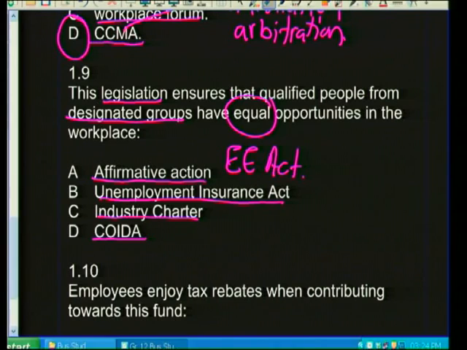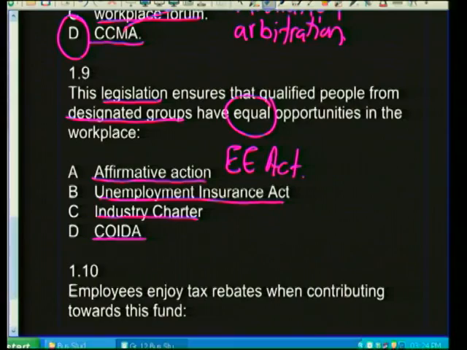Unemployment Insurance Act is one of the compulsory insurances where both the employer and the employee will contribute towards UIF. So that when or if you lose your job, at least for a period of time, you can go and draw on the unemployment fund.